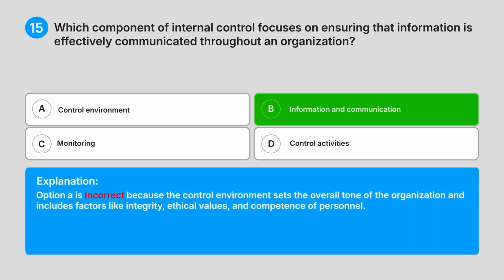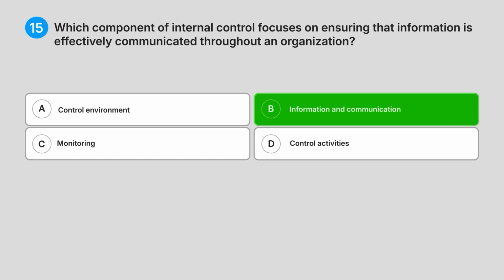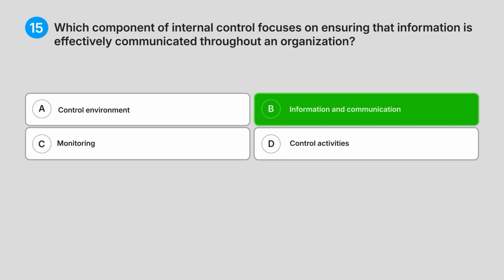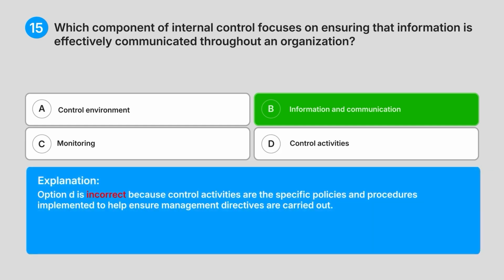Option A is incorrect because the control environment sets the overall tone of the organisation and includes factors like integrity, ethical values, and competence of personnel. Option C is incorrect because monitoring assesses the quality of internal control performance over time. Option D is incorrect because control activities are the specific policies and procedures implemented to help ensure management directives are carried out.